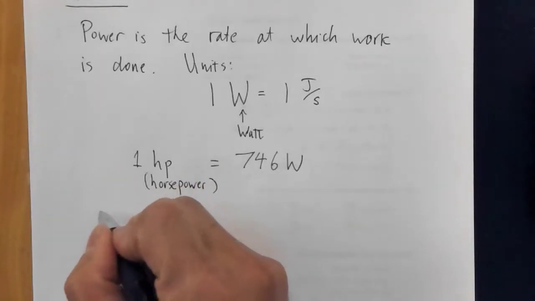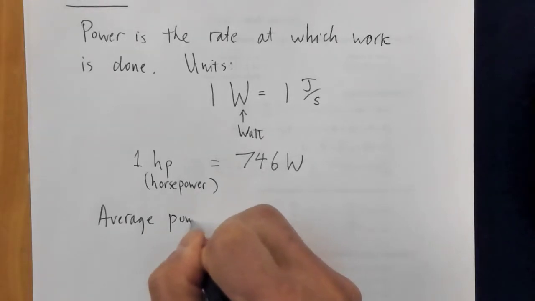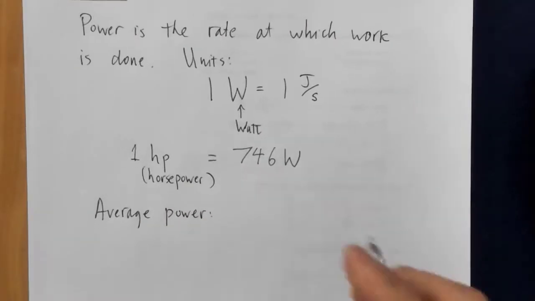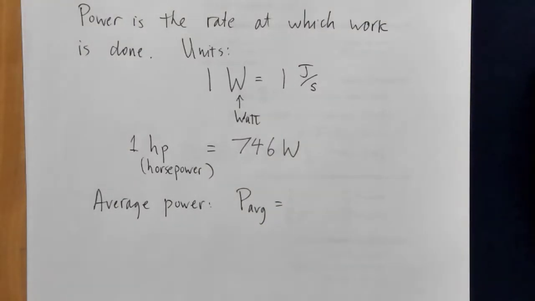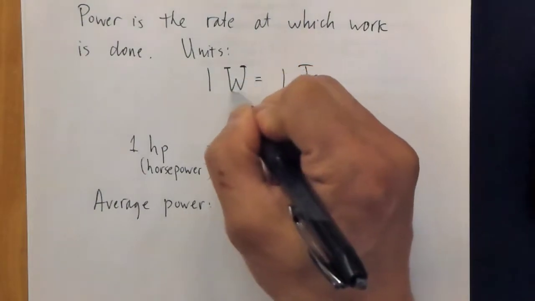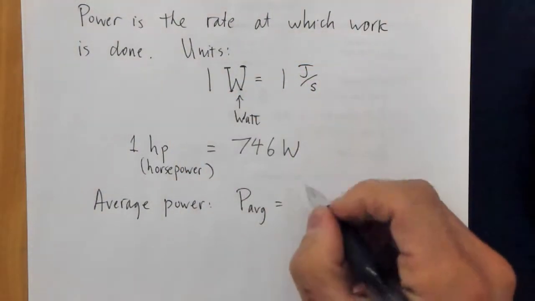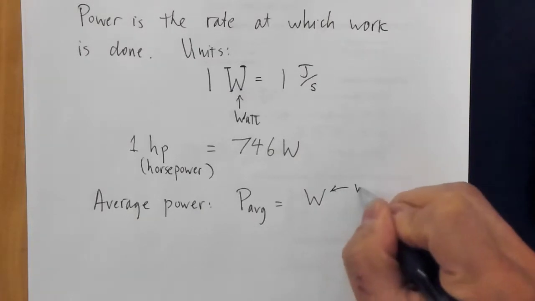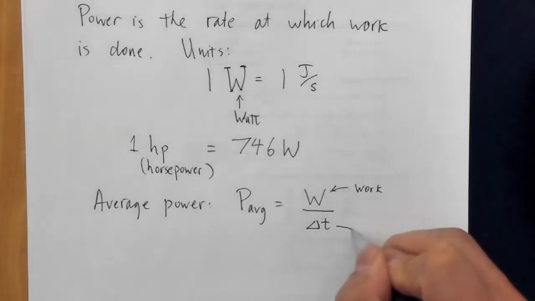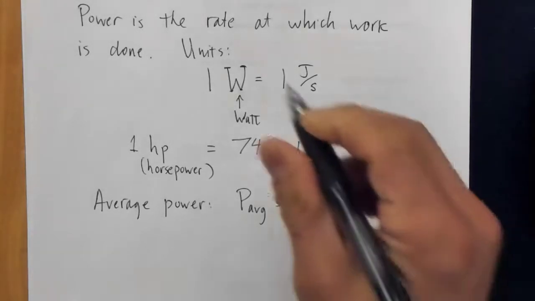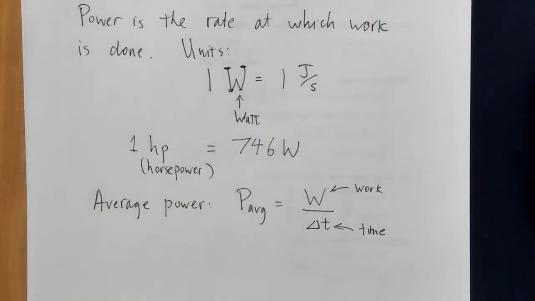Okay. So now average power, P average. Here's a little confusing thing. This W will be for watts. Now we also use W for work. Hopefully it's not too confusing. So the W here is for work divided by delta t, for time. I put the little serifs here to make sure you can see the difference between the two.